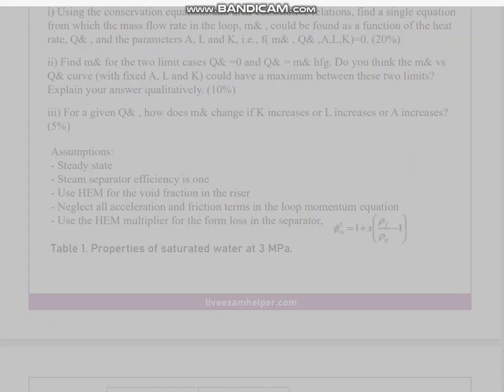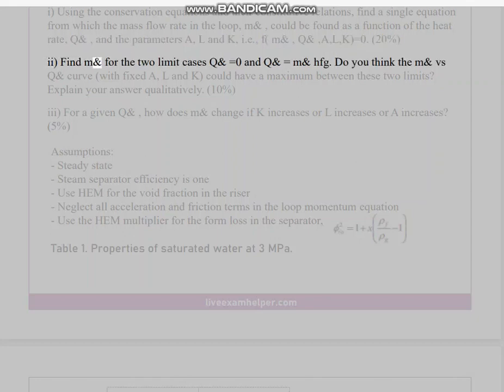1. Using the conservation equations and their constitutive relations, find a single equation from which the mass flow rate in the loop, m-dot, could be found as a function of the heat rate, q-dot, and the parameters A, L and K, i.e., f(m-dot, q-dot, A, L, K) equals 0. 20%.